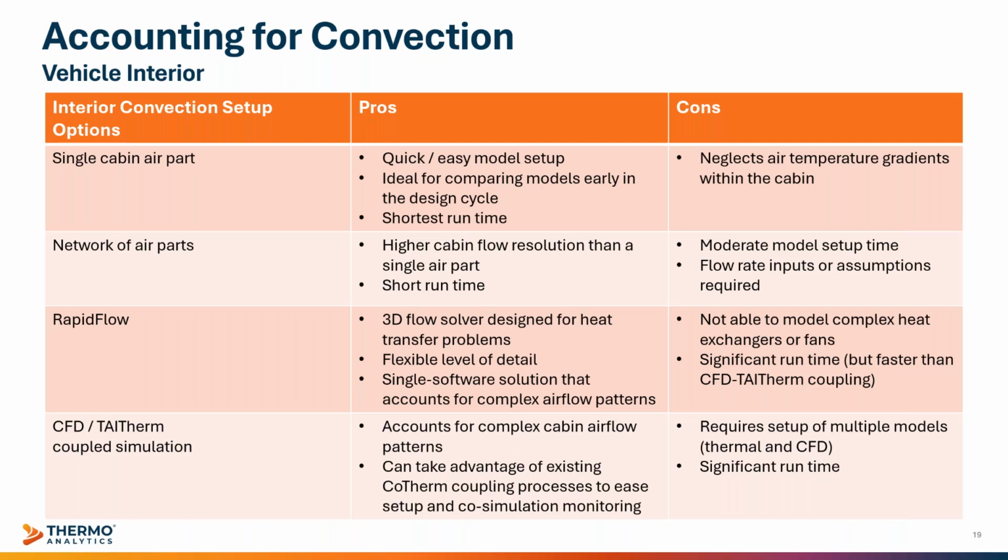Getting into more advanced modeling options, you could choose to use RapidFlow, which is our 3D flow solver that's going to run efficiently for heat transfer problems. It does create a full fluid domain mesh, so you will get accurate modeling of the air temperature gradients throughout the cabin, as well as accurate airflow based on your HVAC settings. This is also a single software solution, meaning you don't have to set up a second model or set up any coupling automation.